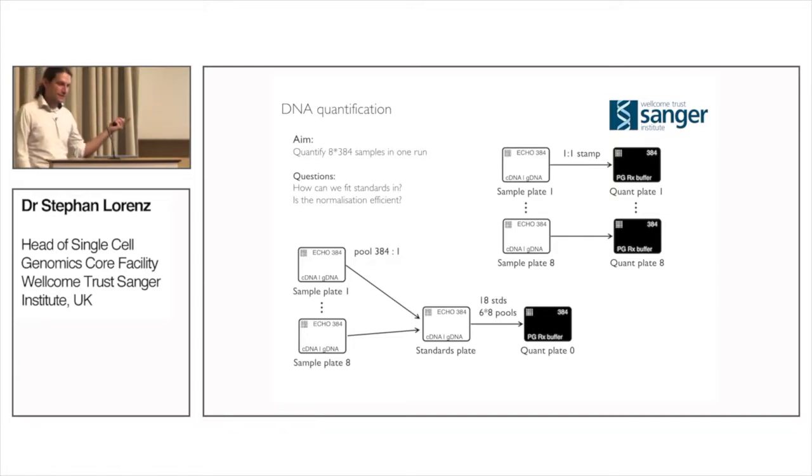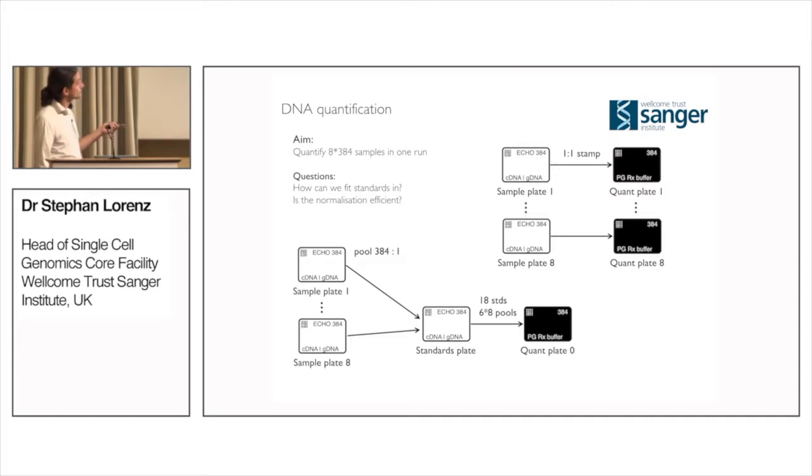Again, we had to validate the DNA quantification, and the aim of our DNA quantification process is to quantify 8 straightforward plates in one run. Right? It's high throughput, so we were looking at many samples here. The key questions were, how can we fit standards into this process? And is our normalization efficient? So, I mean, the straightforward thing is you take sample plates 1 to 8 and just do a 1-to-1 stamp onto your quantification plate. That's fine, so you get your 8 times 384 readouts of your samples.